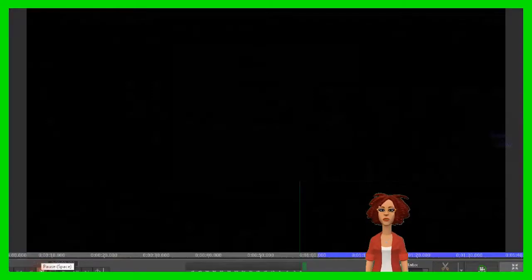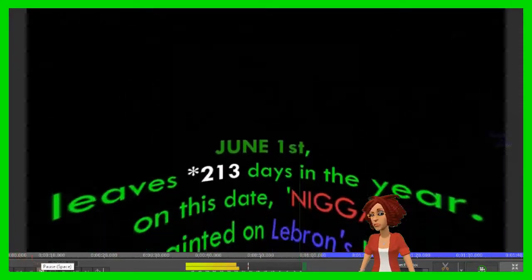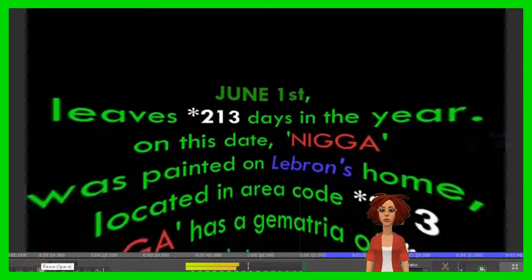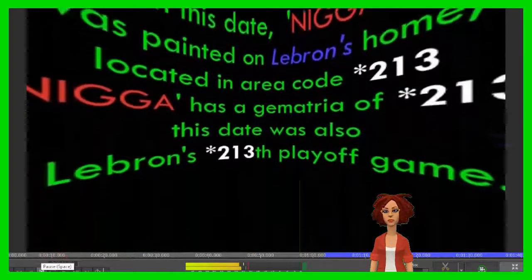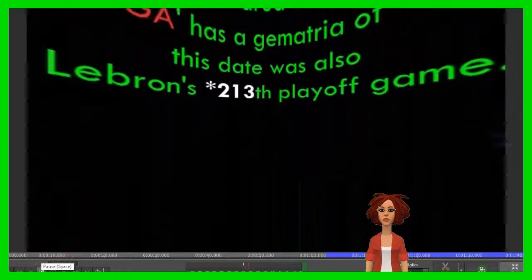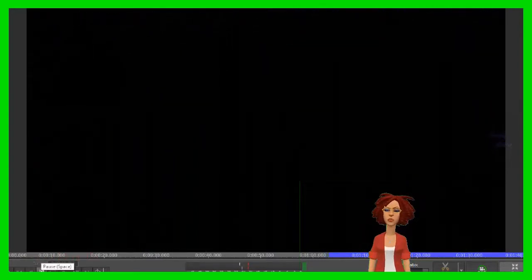June 1st leaves 213 days in the year. On this date, the n-word was painted on LeBron's home, located in area code 213. The n-word has a gematria of 213. This date was also LeBron's 213th playoff game.